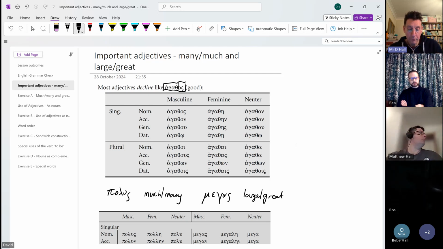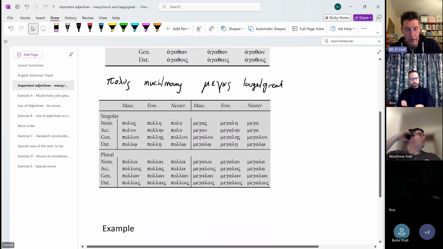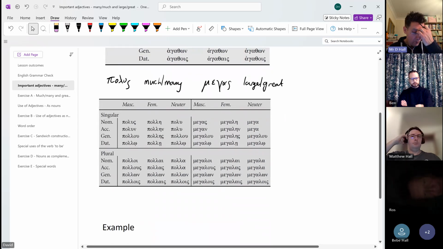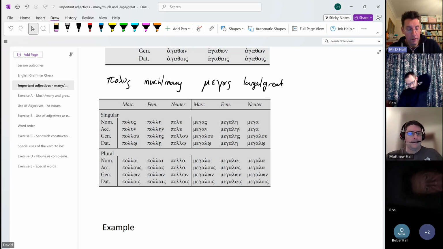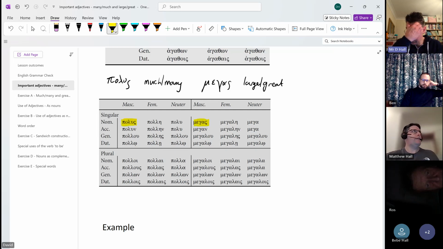So with that in mind, just sort of that sort of stuff we were looking at last time, I'll just introduce you to another table with two particular words. So there's polus, which means much or many, and megas, which is large or great. Now, they are often written in terms of just describing by their masculine nominative form. So you'll notice that those are the two words I've taken. So there's polus and there's megas.